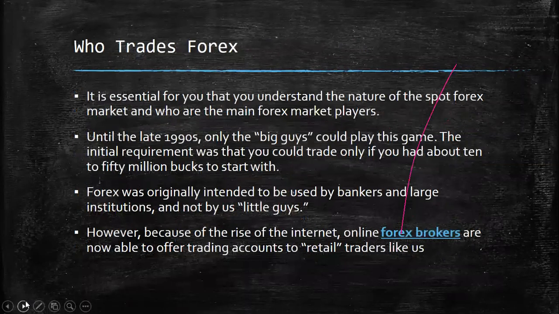Now, who trades forex? It's essential for you to understand the nature of the spot forex market, who the main forex players are, and how they operate. Until the late 1990s, only big guys could play this game. The initial requirement was that you could trade only if you had about 10 to 50 million bucks to start with. You had to take that to the bank or to your broker, calling your broker on the phone, telling him to buy or sell, and that took a lot of time in executing the actual trade and order itself. Forex was originally intended to be used by bankers and large institutions, not by us retail traders. However, because of the rise of the internet, online forex brokers are popular now.